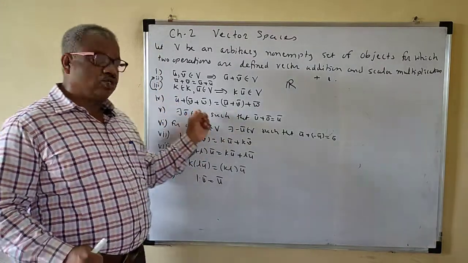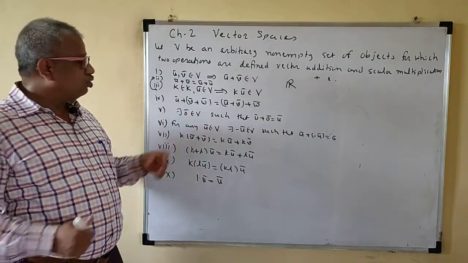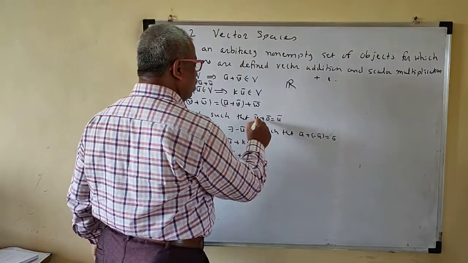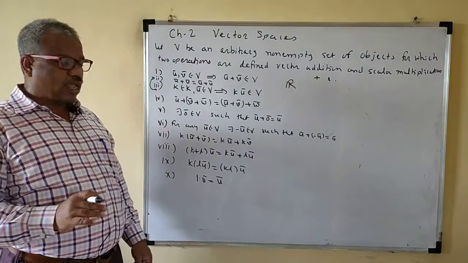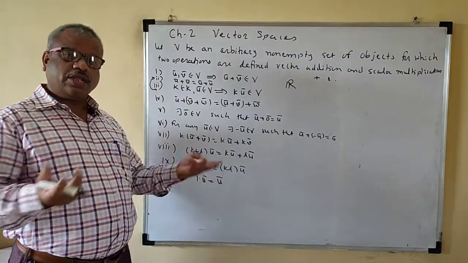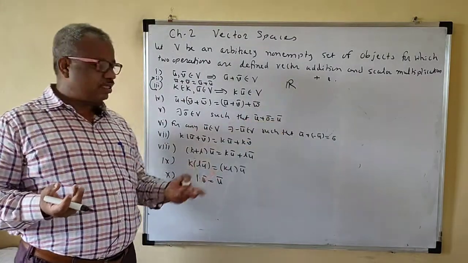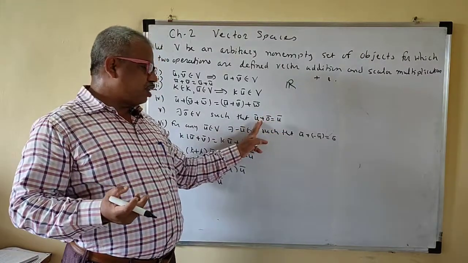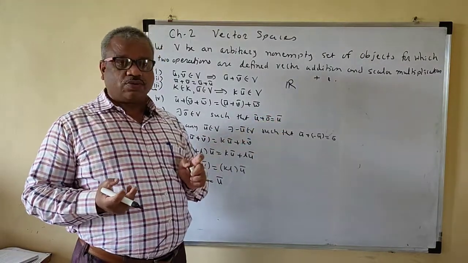So there exists a zero vector in V such that if you add the zero vector to any vector, the vector remains as it is. It will not change. That means u bar plus zero bar is equal to u bar.